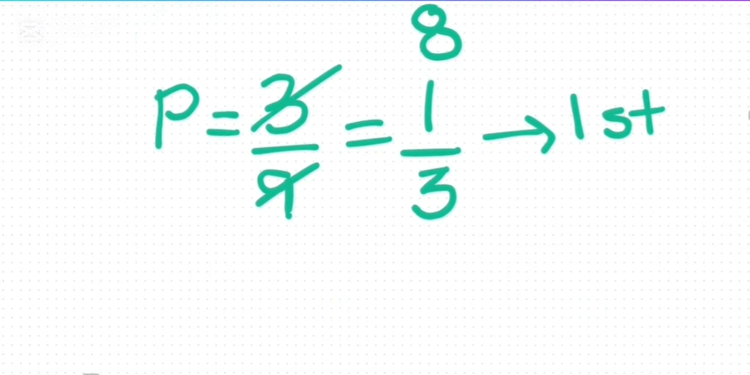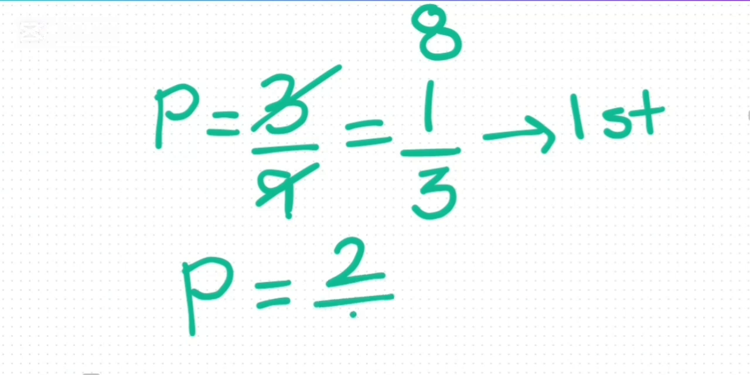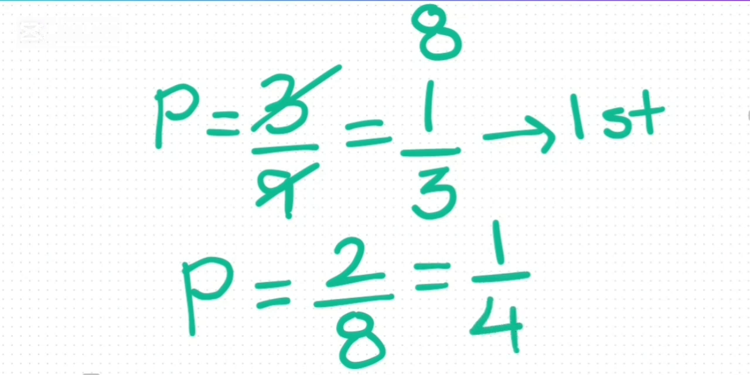So the probability of the second ball was 2 out of 8. After cutting, it becomes 1 out of 4, which is the second ball, and you can say that a red ball.